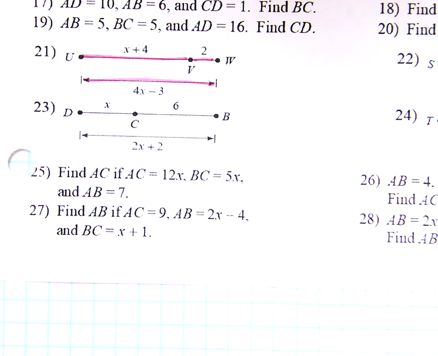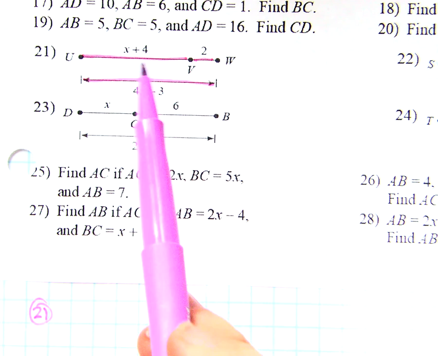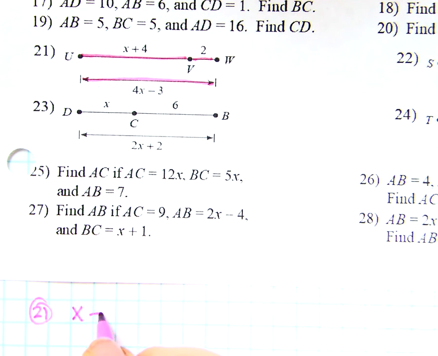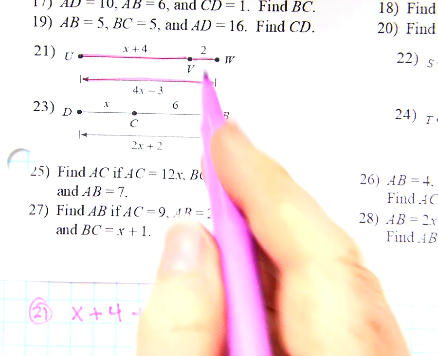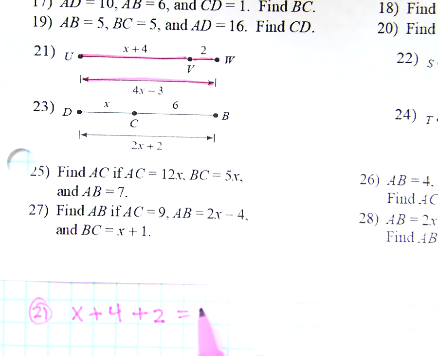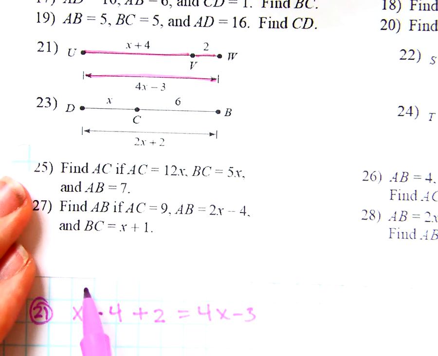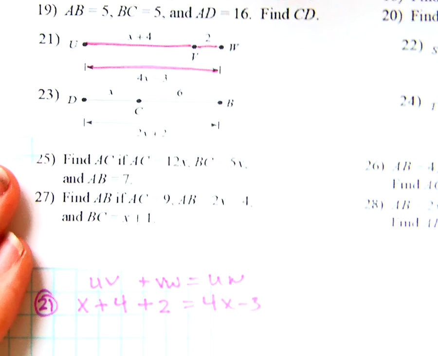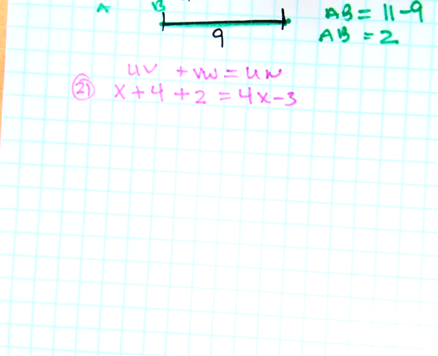All right. So number 21, I say small plus small equals the entire thing. So x plus 4 plus 2 is equal to 4x minus 3. So what that was UV plus VW is equal to UW. That's where that just came from. Okay. And then from there, once you have the equation set up, then it's pretty easy.